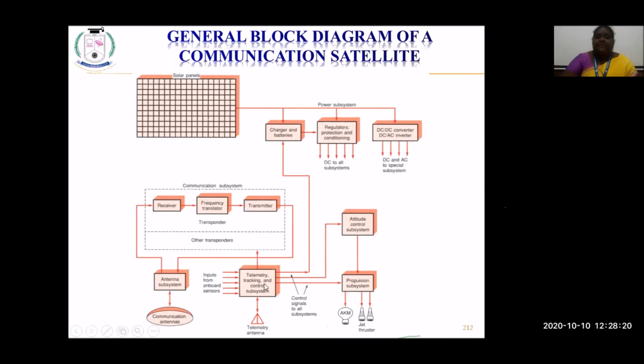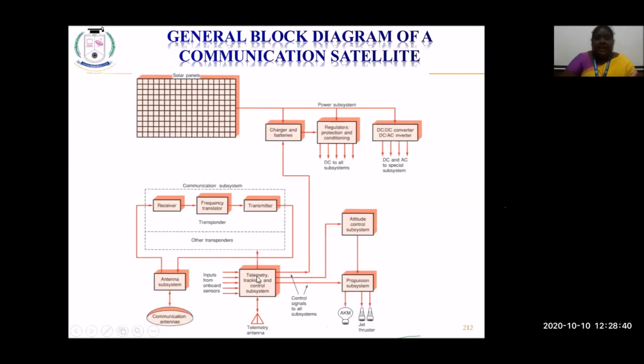Apart from this, we need to monitor the system. Keep on monitoring whether the satellite is alive, whether the satellite is functioning or not, whether the power system and other communication systems are functioning or not. That will be monitored by these control signals and the telemetry tracking and control subsystem.